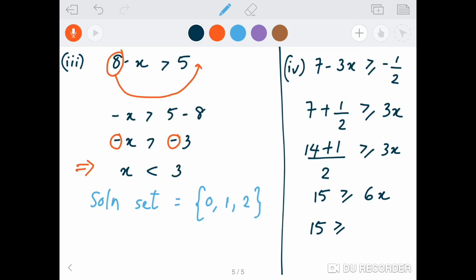So I'm going to bring the 6 down there. So it's going to become 15 by 6, sorry, is greater than or equal to x. So I'm just going to put that up there again. 15 by 6 is greater than or equal to x. I'll see if I can cancel off something on the LHS. I know it goes by 3. So I get 5 by 2 is greater than or equal to x.